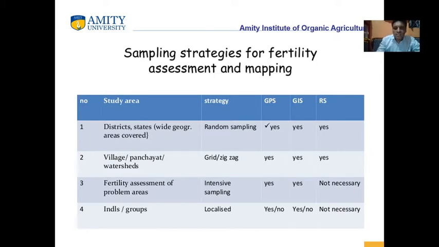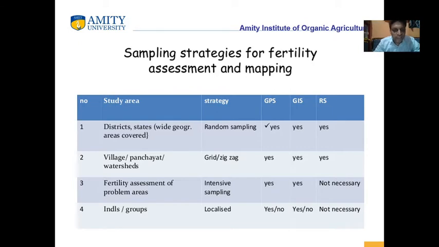There is a strategy as well. We can utilize all systems like GPS, Global Positioning System, Geo-referencing Information System, remote sensing. When the area is very large or the area is very wide, like states, then all systems are applicable. When the area is limited up to villages and panchayat or watersheds, again all systems can be applicable.